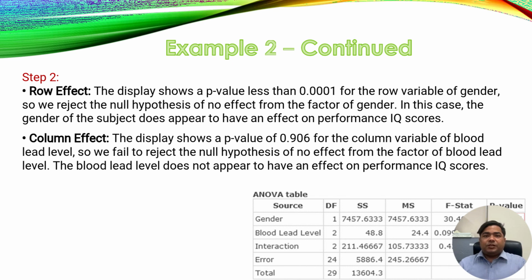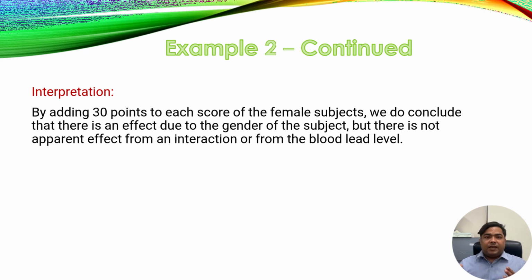The p-value for gender is less than 0.0001, indicating a significant difference in performance IQ scores. Conversely, the p-value for blood lead level is 0.906, suggesting no significant difference in performance IQ scores from blood lead levels. Adding 30 points to female subject scores confirms a gender effect on performance intelligence quotient. However, there is no apparent interaction effect or impact from blood lead levels.